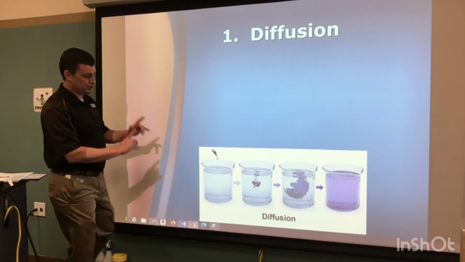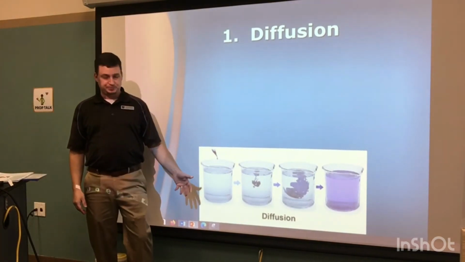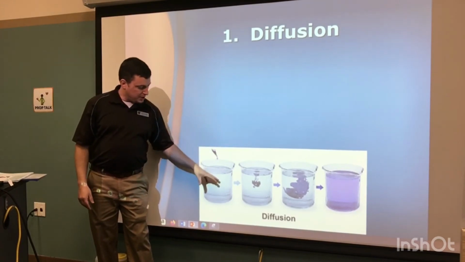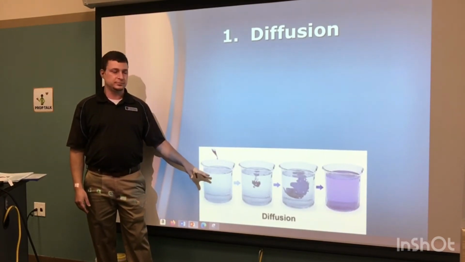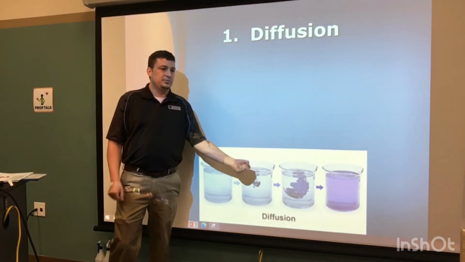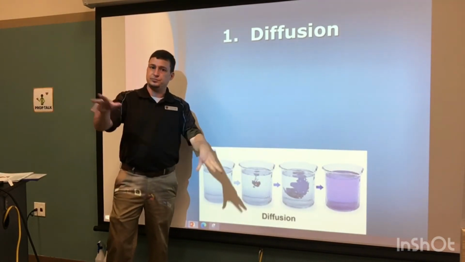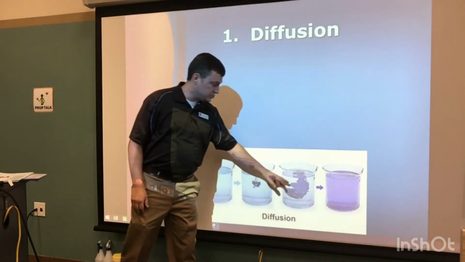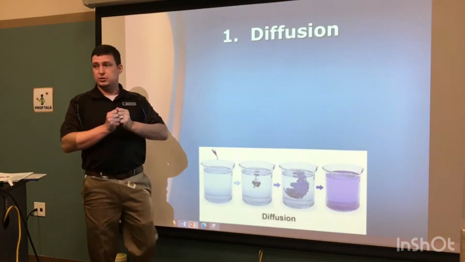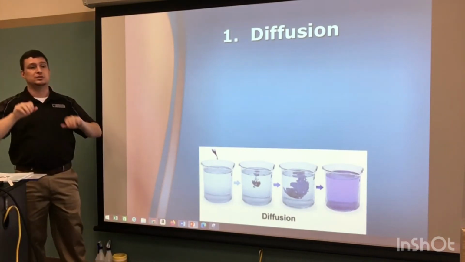So in diffusion, this would be a perfect example. If I take a drop of dye and drop that food coloring into this cup of water, the drop is not going to just stay in one spot, right? The drop spreads out. The same thing happens in diffusion. That is an example of diffusion. It's when molecules spread out.